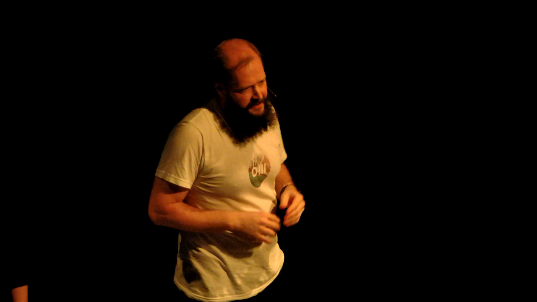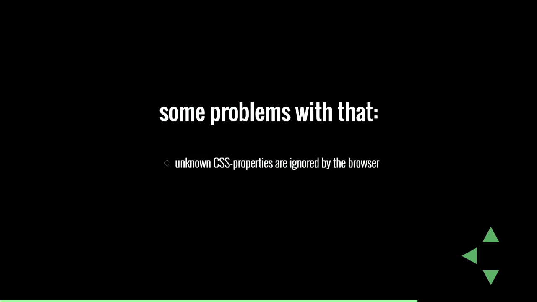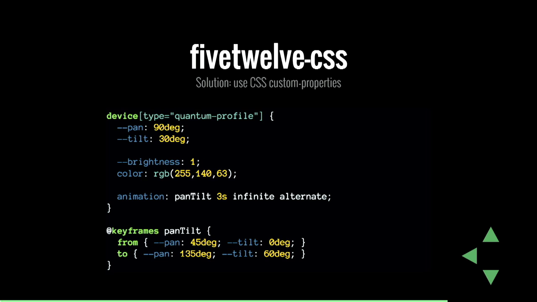But there's one problem with that. Because if I just write pan colon 0 degrees, the browser will just say, nah, that's invalid CSS. I don't have that in computed style. So I had to do a little trick, which is using custom properties. Color is something the browser knows, and animation is something the browser knows, but everything else just gets the custom property so I can read out the values.